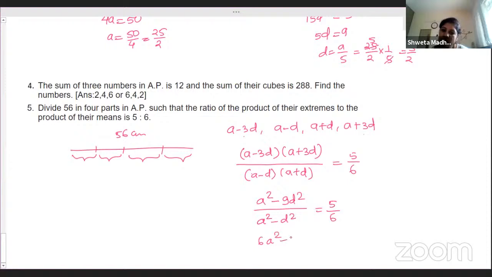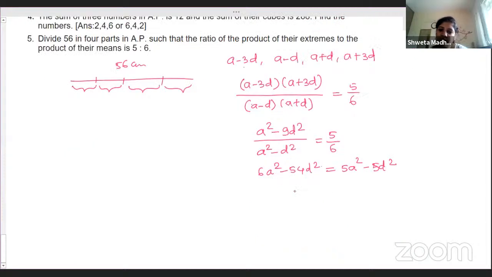So 6A square minus 54D square is equal to 5A square minus 5D square. So this will become A square is equal to 49D square. And 4A is equal to 56. So A is equal to 14.